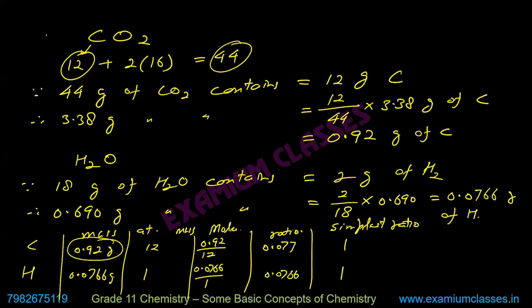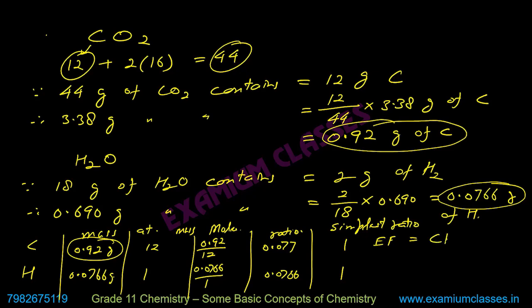1:1. So once you get the mass of carbon and mass of hydrogen, after that you will apply the same knowledge, what you already know, to convert the mass into moles, and then the molar ratio, then the simplest molar ratio. If it is 1:1, it means the empirical formula is CH. C1H1, 1 is not written. Okay. Empirical formula is CH.